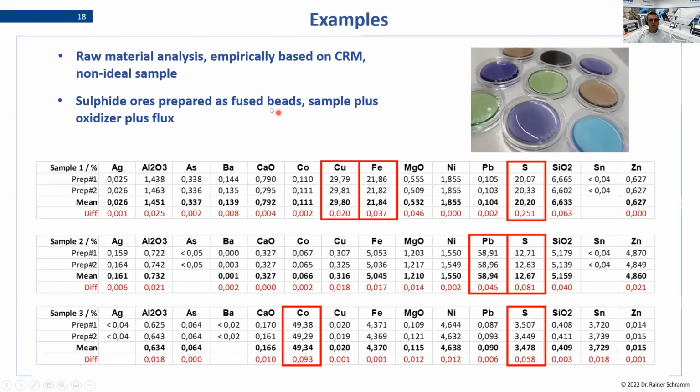Again, because we use fused beads, we have a good precision. And this allows us even to analyze such difficult materials. And you see as an example, I have here copper sulfide or lead sulfide or cobalt sulfide as examples of high precision and accurate analysis.